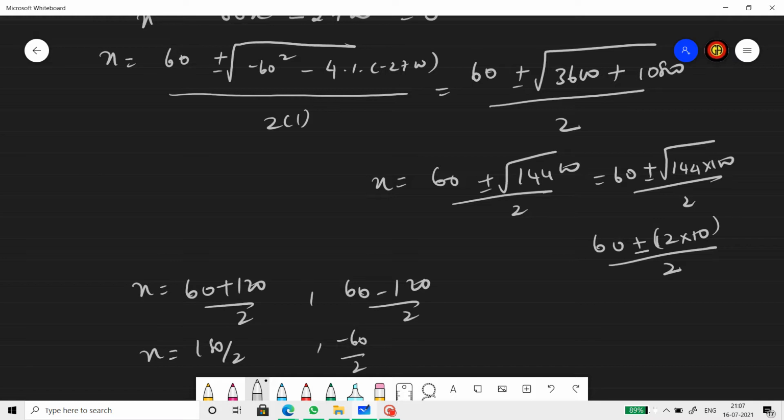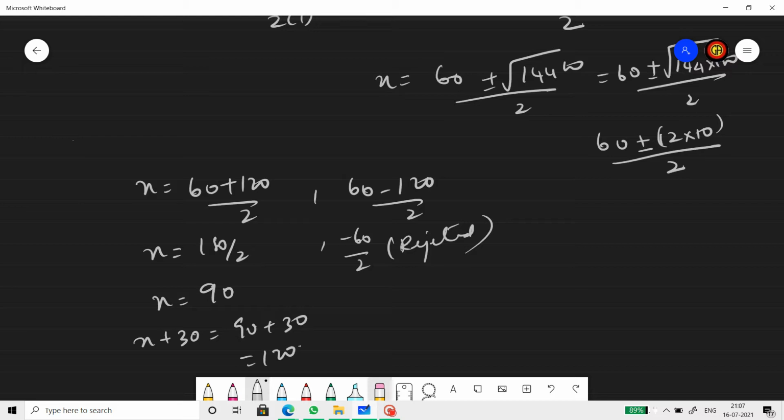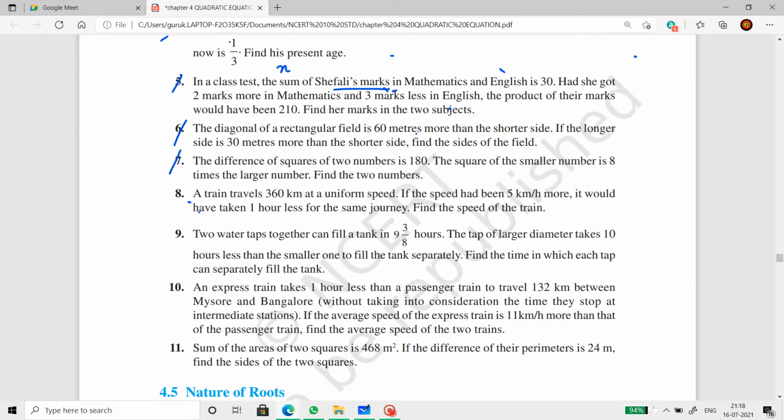How can mark be negative? They haven't even spoken about negative marking. So this is rejected. So x is equals 90. This question is not about mark, it's about the sides. So sides cannot be negative, so we reject it. So x equal to 90 is one of the sides, which is the shortest side. So the longest side is x plus 30, which is 90 plus 30, 120. And in the end, you have to draw a conclusion saying the shortest side is 90 meters and the longest side is 120 meters. Meters or centimeter depends on the question.